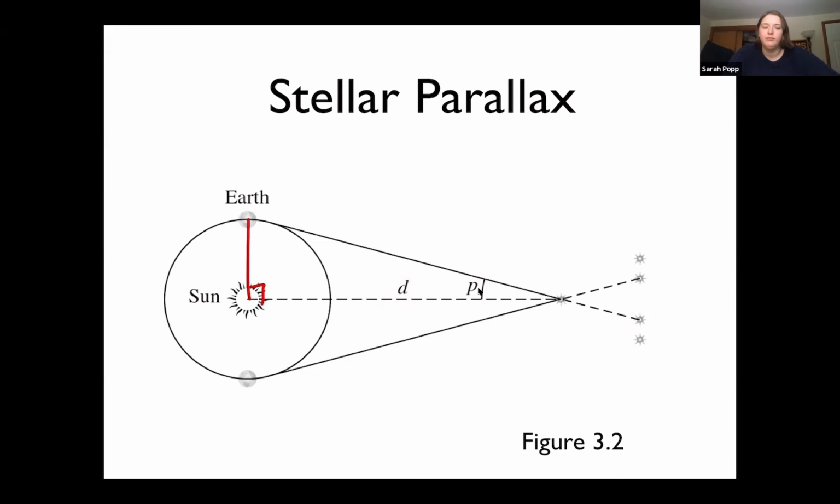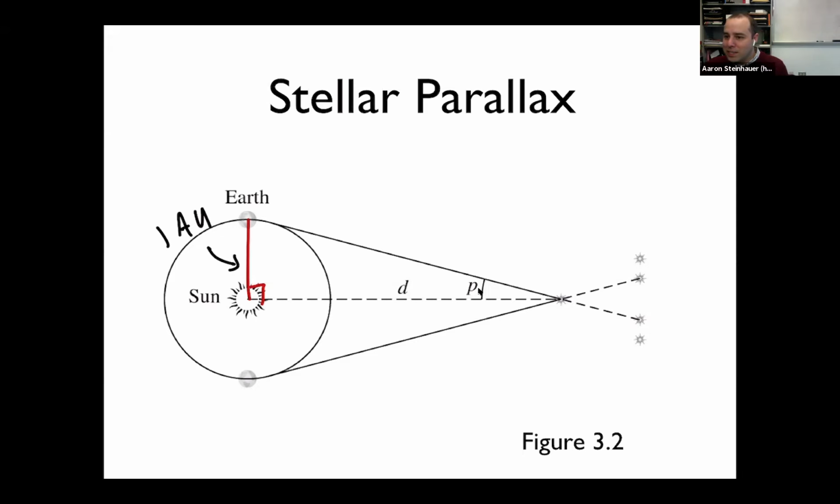Distance from the Earth to the sun. The distance from the Earth to the sun. That's exactly right. Which is what? It's 1 if you use the right units. That's exactly right. This is 1 astronomical unit, which is probably the worst named unit in the history of units.